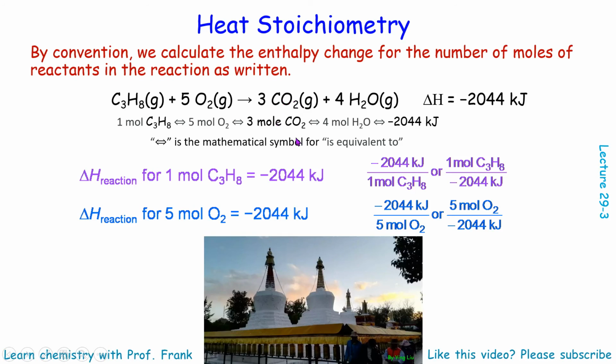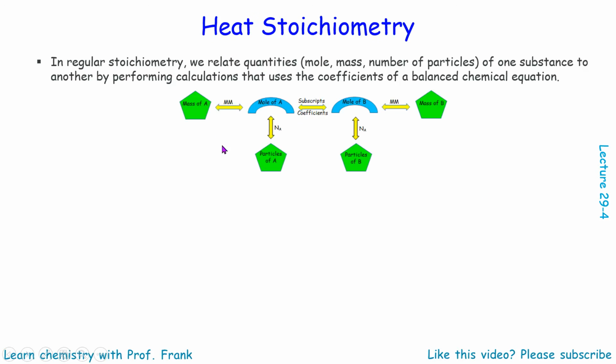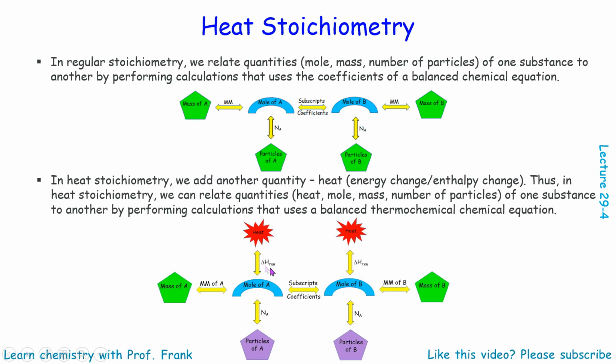And further, the same way, you can write conversion factors between CO2 and heat, also between water and heat. That's why we call that heat stoichiometry. In addition to the conventional stoichiometry, now we have the heat part. This is the conventional stoichiometry we already learned previously. Now we just add heat into it. Everything else is still the same. And now we can perform calculations related with heat.